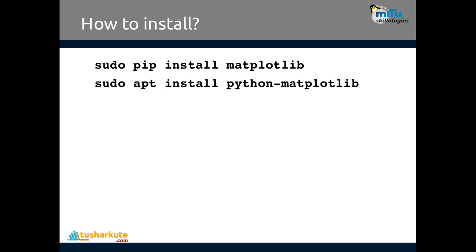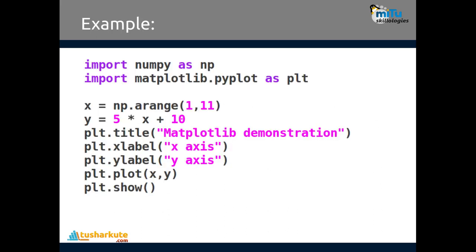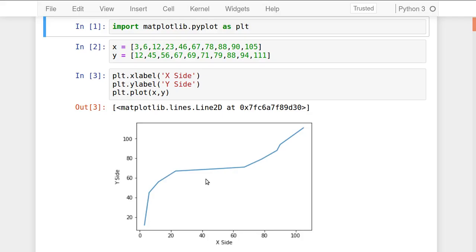We have installed it by these particular methods, and it's possible to install it on your system. How to use it? Conventionally, the package is imported into the Python script by adding the following statement: from matplotlib import pyplot as plt, or we can use import matplotlib.pyplot as plt. Here pyplot is the most important module in the Matplotlib library, used to plot 2D data. I'll show one example with three-dimensional data also. Three-dimensional data requires a different package, as Matplotlib can't do the 3D visualization. Let's start working with this and see how to perform the operations.